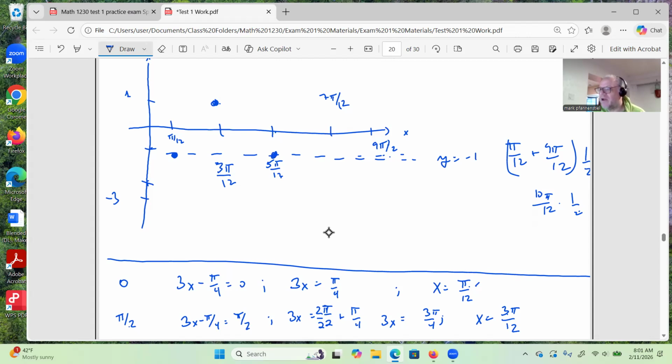Okay, so oh no, we're not. We're going to go get, yes, we are. We're going to go down here. So 7 pi over 12, that's going to be way down here at -3 because it's 3 pi over 2. It's going to give us a -3. And then we are back up to this point right here. So now I've just got to connect my dots here.